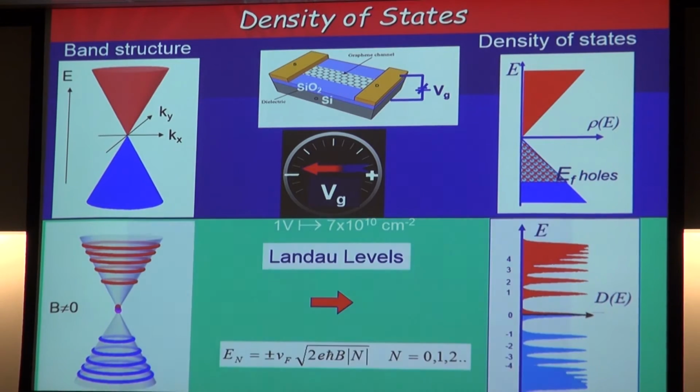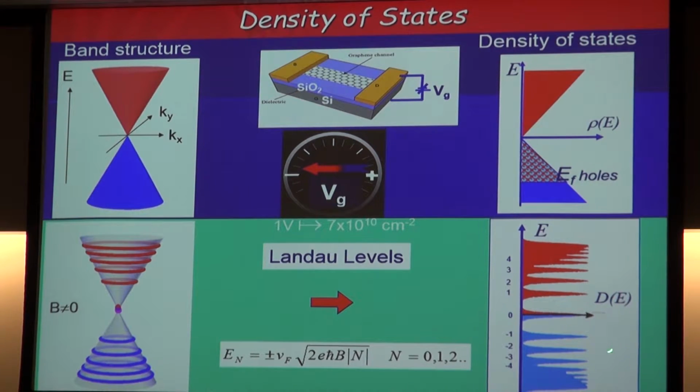Another interesting thing that happens if you apply a magnetic field perpendicular to the layer, you get a sequence of Landau levels. Now, because of the conical dispersion, the Landau levels, unlike in non-relativistic electrons where the Landau levels are equally spaced, go like the square root of the magnetic field and the Landau level index. So this is the bunch of flat states. And here we have the electron sector and the hole sector.